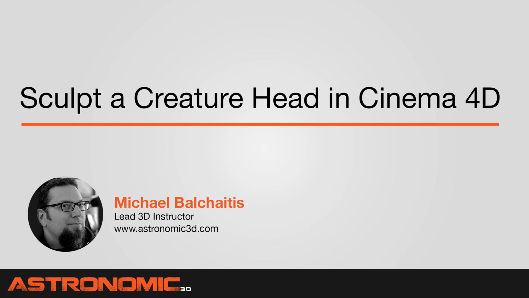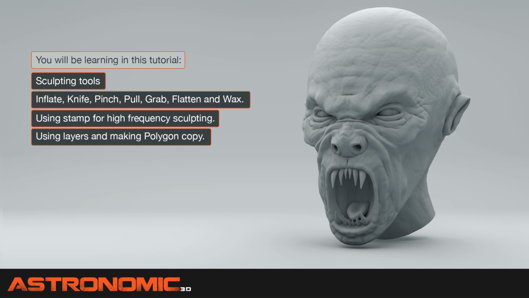In this Cinema 4D tutorial, I'm going to show you how to sculpt a creature head. We're going to be using the sculpting tools. We'll use Inflate, Knife, Pinch, Pull, Grab, Flatten, and Wax. We'll also be using a stamp for high frequency sculpting. We'll also be using layers and making a polygon copy.